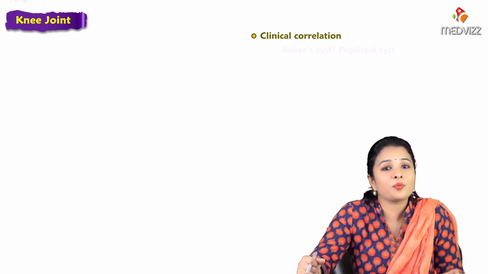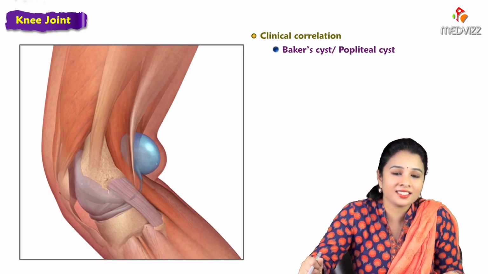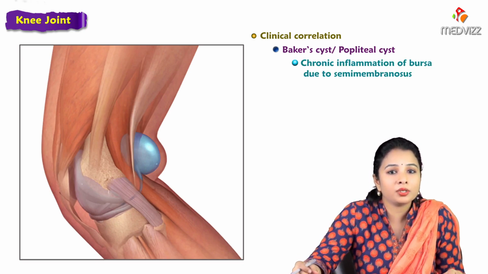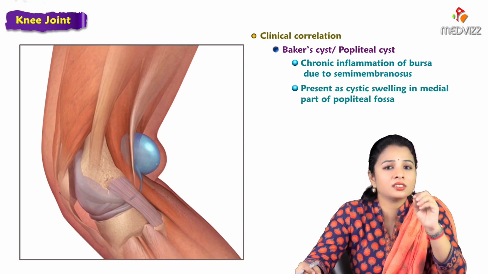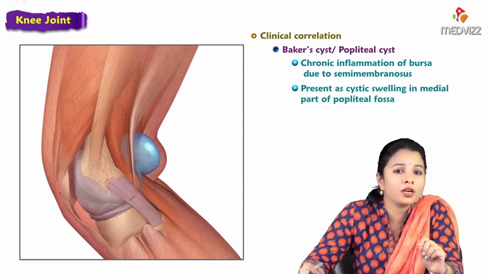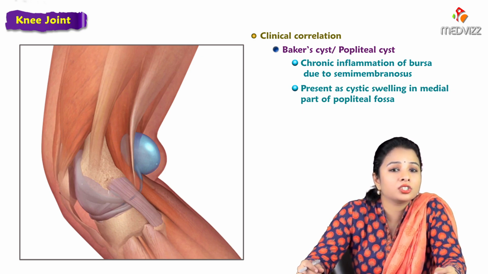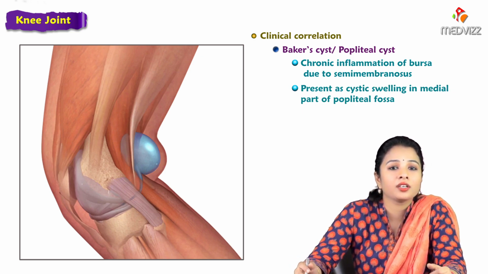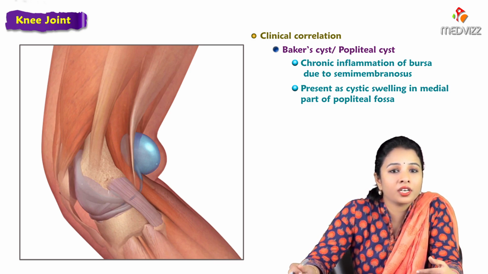Next one is the popliteal cyst or Baker's cyst. The chronic inflammation of the bursa due to the semimembranosus may present a cystic swelling on the medial part of the popliteal fossa, which is called Baker's cyst or popliteal cyst. So this completes the clinical correlation.